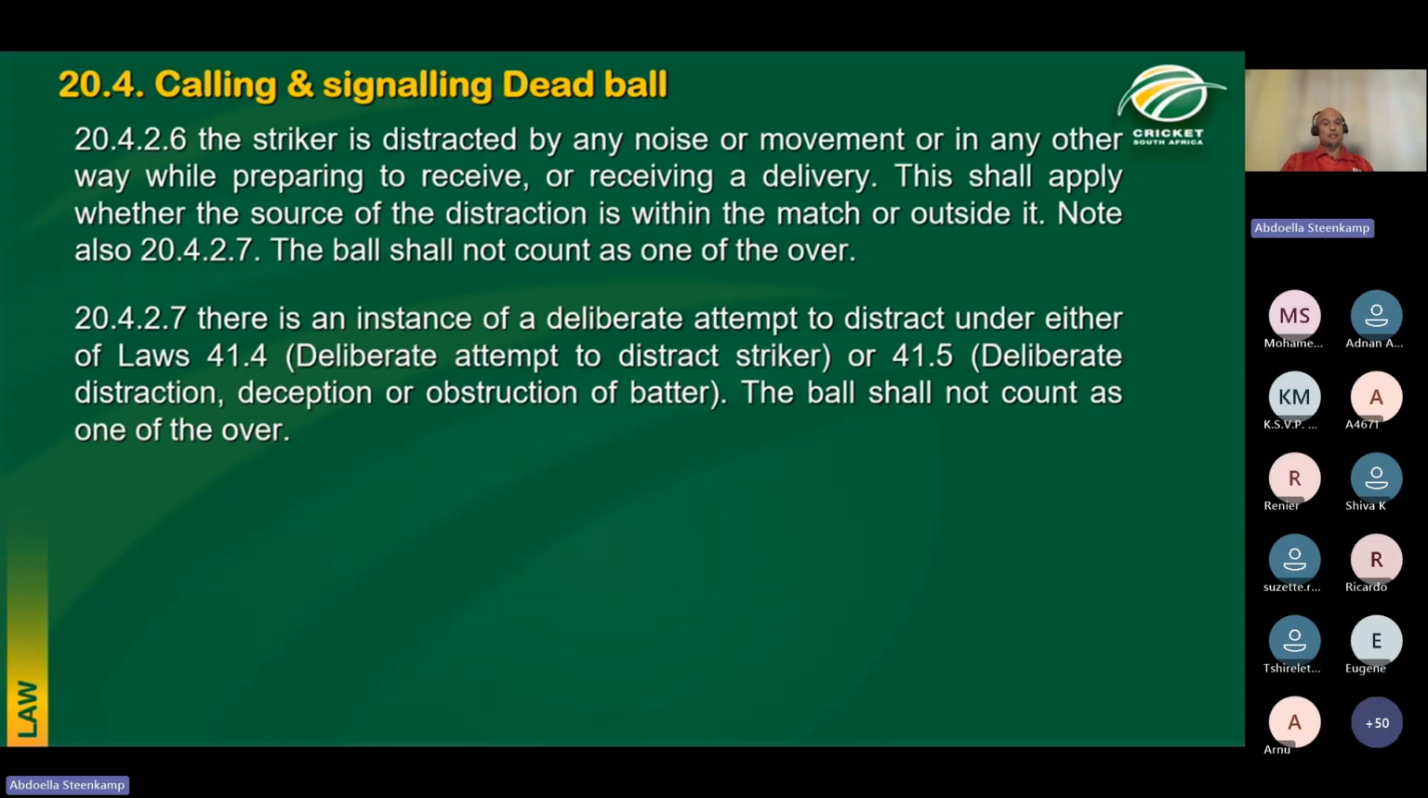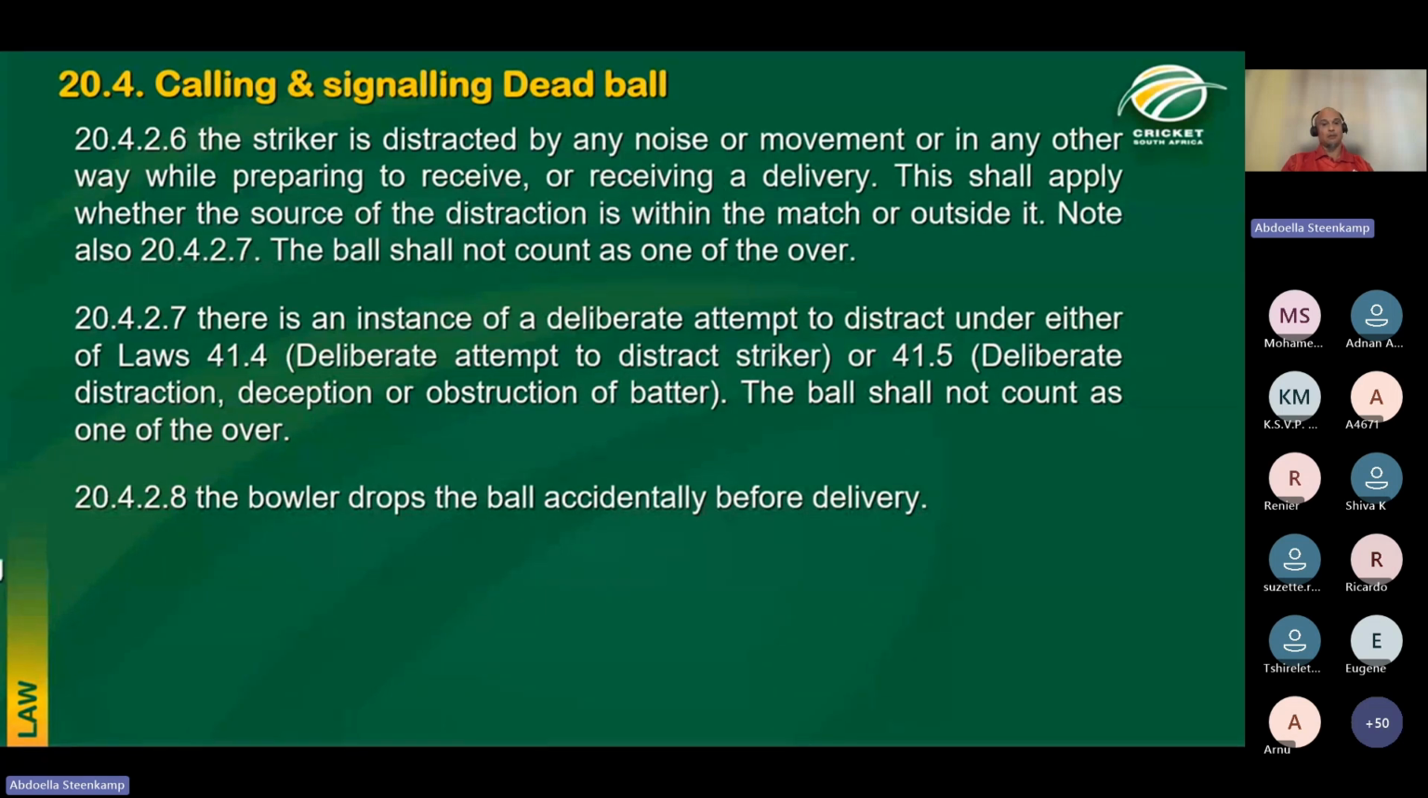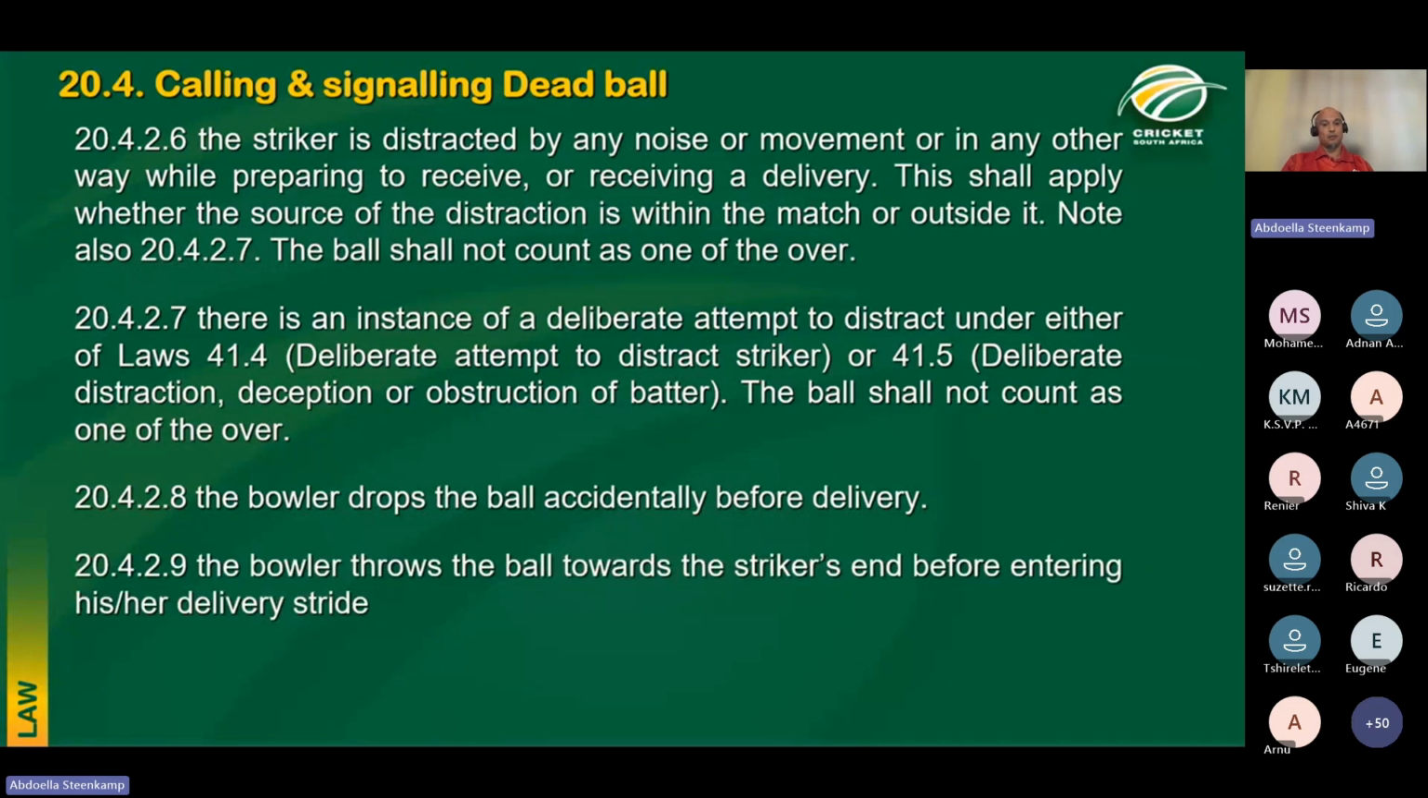If there's an instance of a deliberate attempt to distract the striker, or there was a deliberate distraction, deception, or obstruction of the batter, call and signal dead ball. If the bowler accidentally drops the ball before delivery, call and signal dead ball.